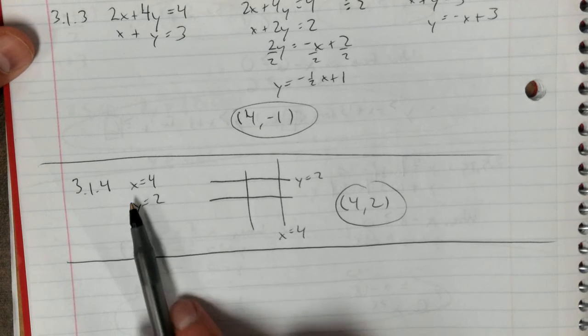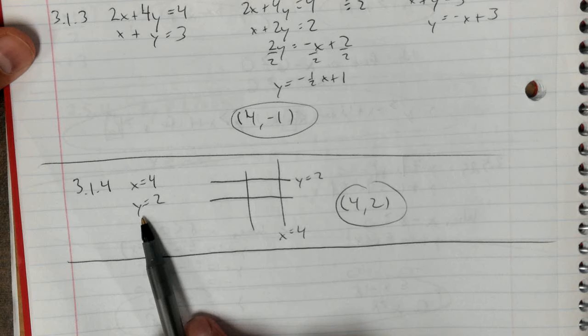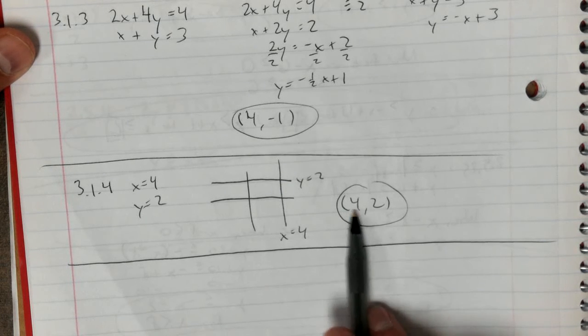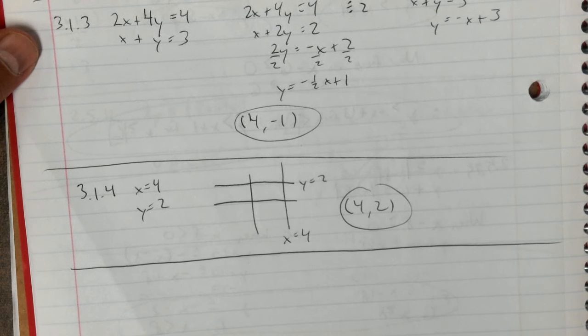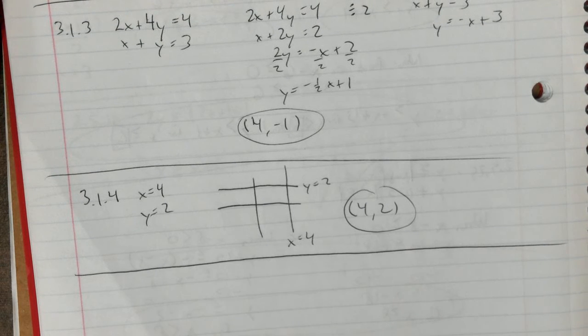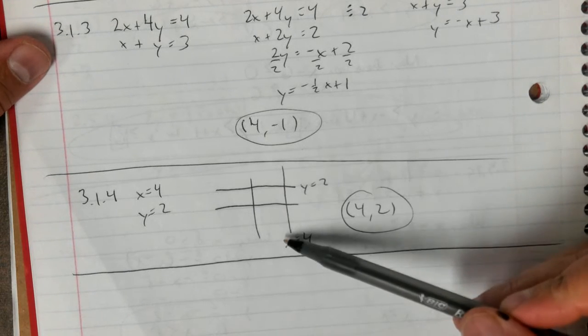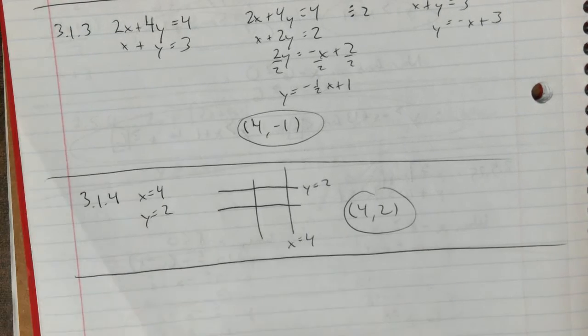Then for this example, you have a vertical line and a horizontal line. It was x equals 4, y equals 2, so you get 4, 2. That's probably the easiest type of problem. Just remember that x equals is a vertical line and y equals is a horizontal line.